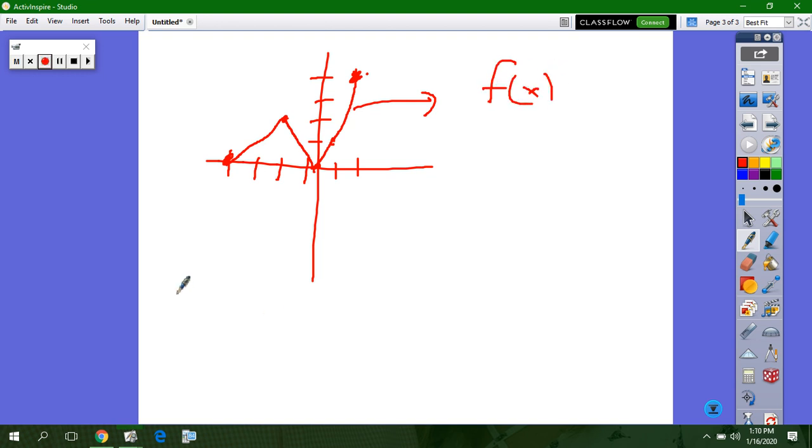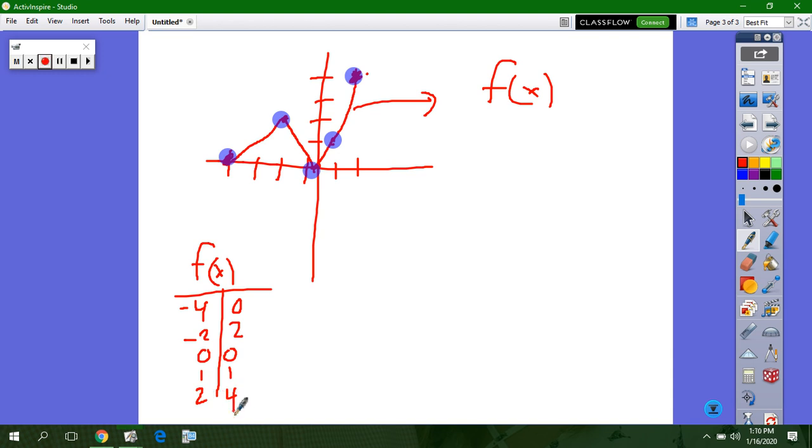Okay, so we're going to do a t-chart of f of x. So who's a nice point? Well, that's a nice point. You guys agree that's a nice point, that's a nice point, that's a nice point, and that's a nice point. Agreed? So let's put those points down the xy chart of f of x. Is everybody with me on that? Yep. So this is negative 4, 0, negative 2, 2, 0, 0, 1, 1, 2, 4. Does everybody understand where I got those values from? They're just very distinct points on my graph.